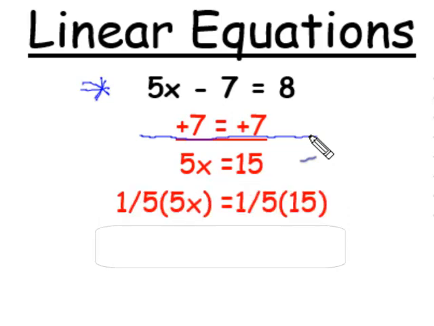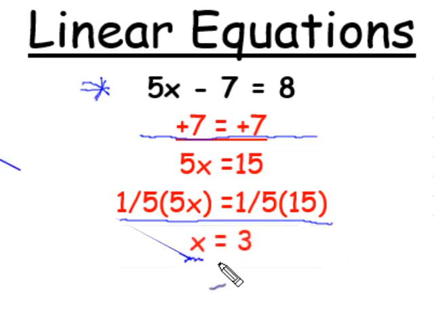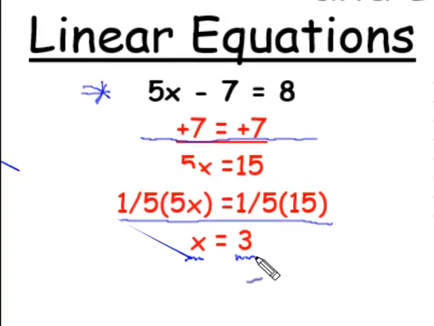We divide these numbers, 5x and 15, by 5, or multiply them by 1/5. And when we do that, we will have equal numbers if our original 5x minus 7 was equal to 8. 1/5 of 5x gives us x. 1/5 of 15 gives me 3. And so we've arrived at the possible solution for our equation, x should equal 3.